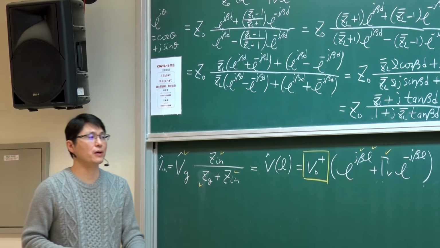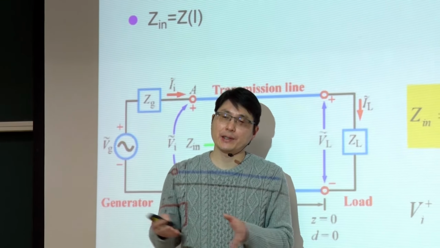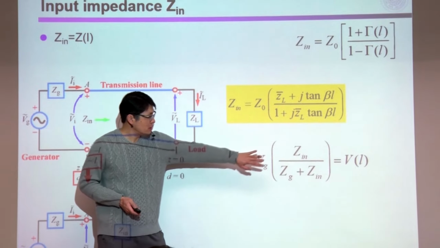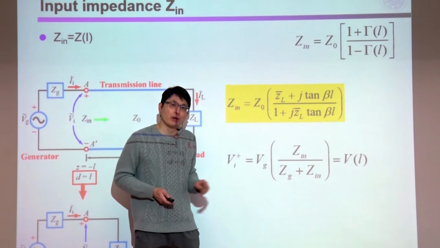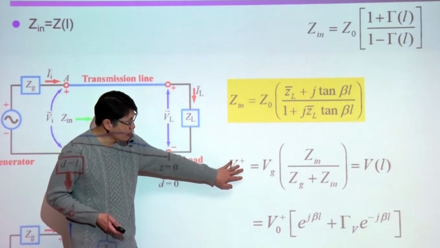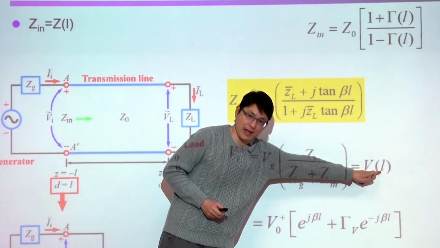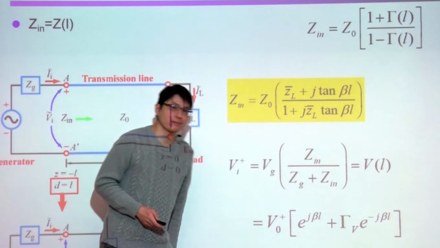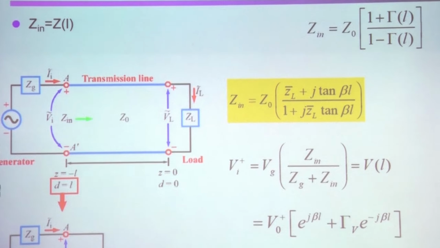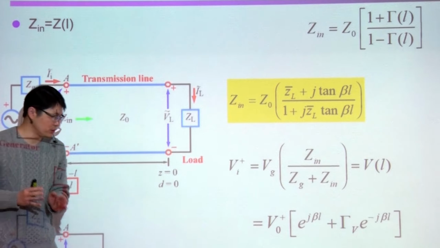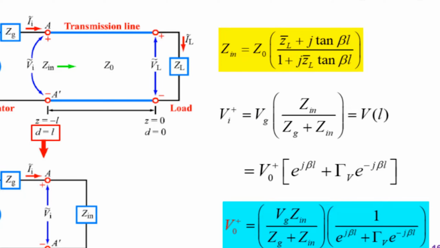Okay, so let's come back to the PowerPoint. So this is again just to repeat what I wrote on the blackboard. Okay, so my input voltage is determined through the voltage division, and then that voltage is my total voltage phasor at the distance of L equals to that. So finally we have the proper mathematical formulation for the forward propagating voltage amplitude. V0 plus is that whole bunch of mathematical formula.